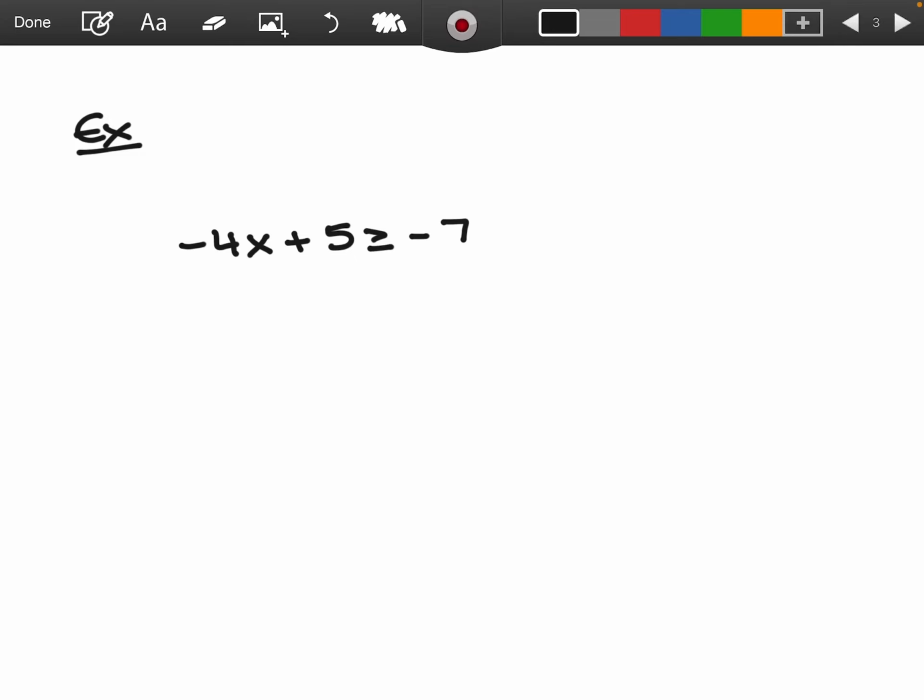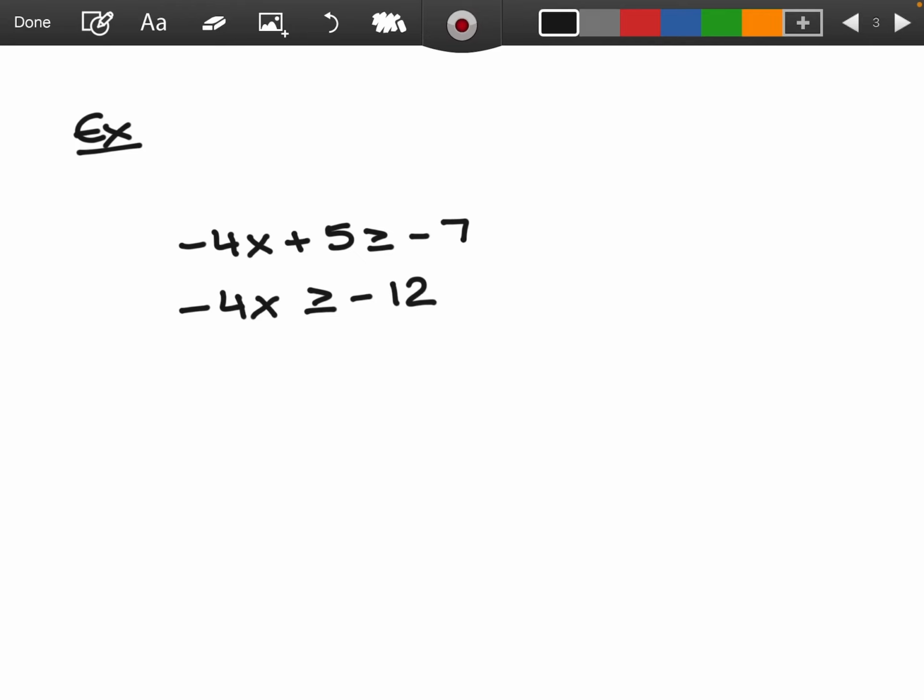Okay, so let's do that in this case. In order to solve this, if this were an equals rather than a greater than or equal to, first thing you would do is subtract 5 from both sides. That will give you your variable on one side and all the other constants on the other. So that would give me -4x is greater than or equal to, subtracting 5 from both sides would give me -12.